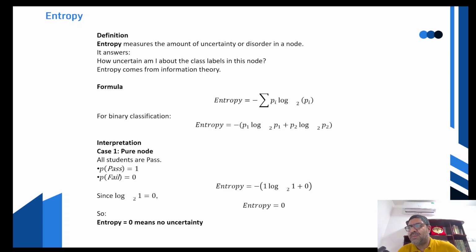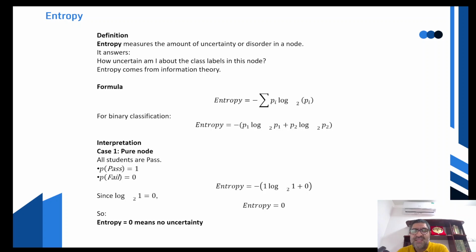First of all, entropy measures the amount of uncertainty or disorder in a node. Gini impurity was different: it was just checking the purity of a node, that is, what is the level of impurity in it, and based on that it made a split. Now we have a different measure, entropy, which is again a basis on which a decision tree can split. This measures the amount of uncertainty or disorder in a node.